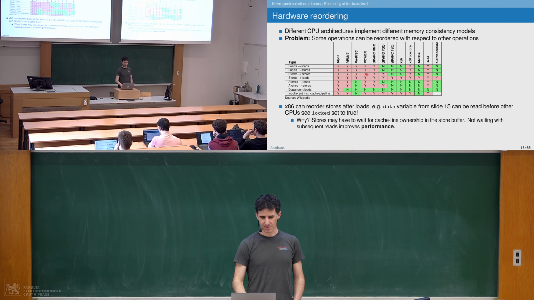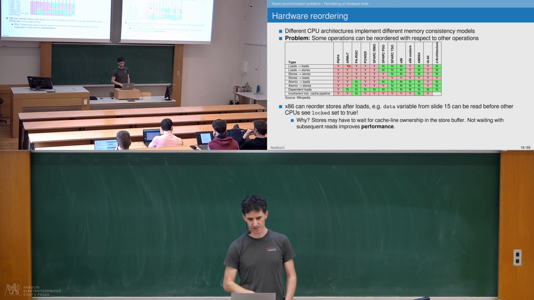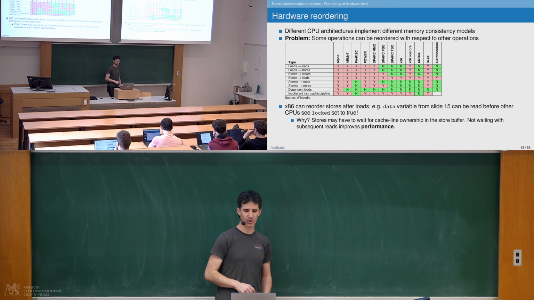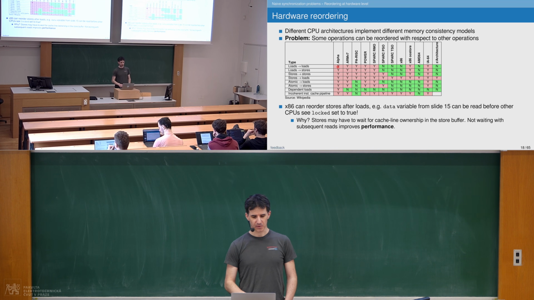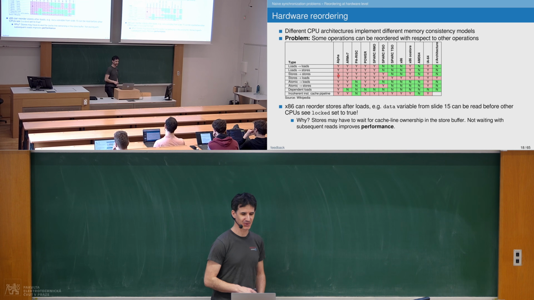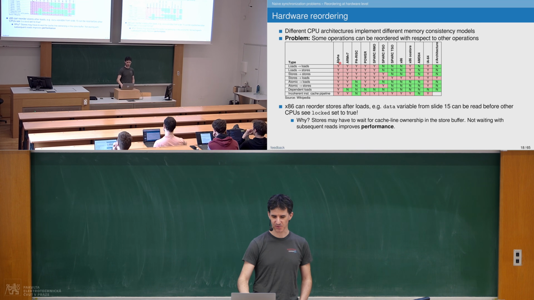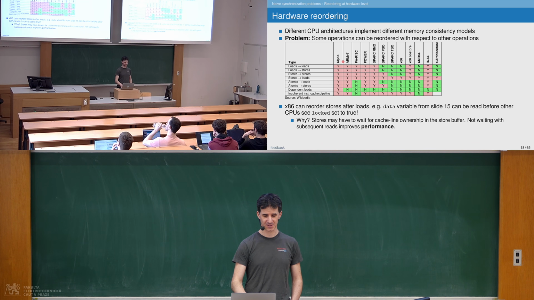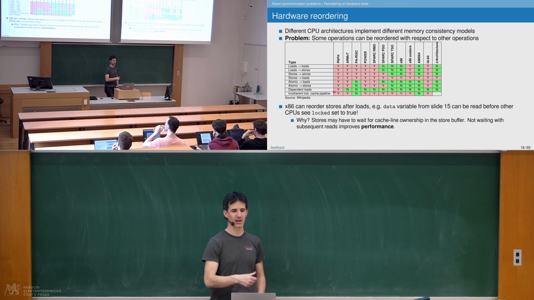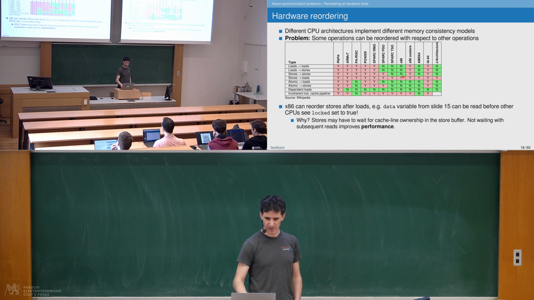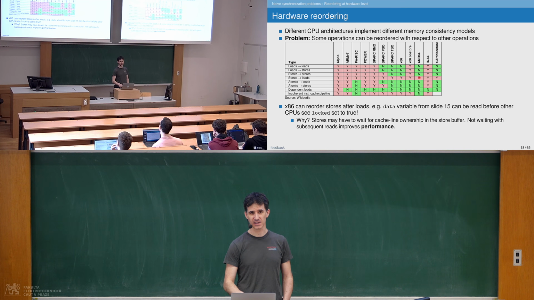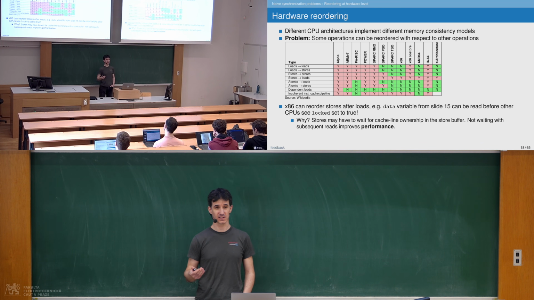As you can see, many computer architectures allow this kind of reordering. One peculiar architecture, which you cannot buy today because it no longer exists, is called Alpha, and it's all red. Alpha allows reordering everything with everything. On the other side of the spectrum is AMD64. There is just one red line here. Everything else is green.